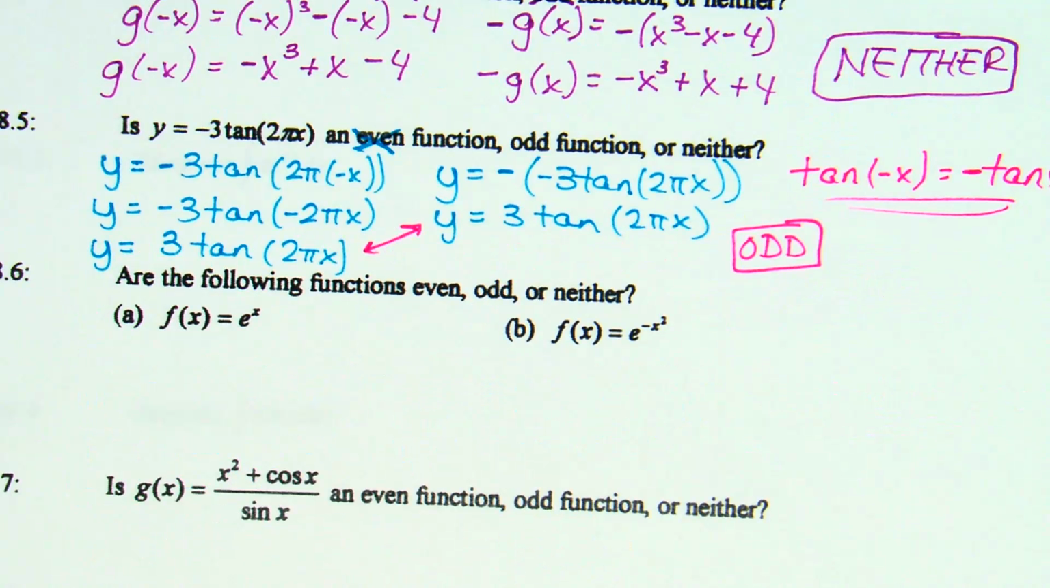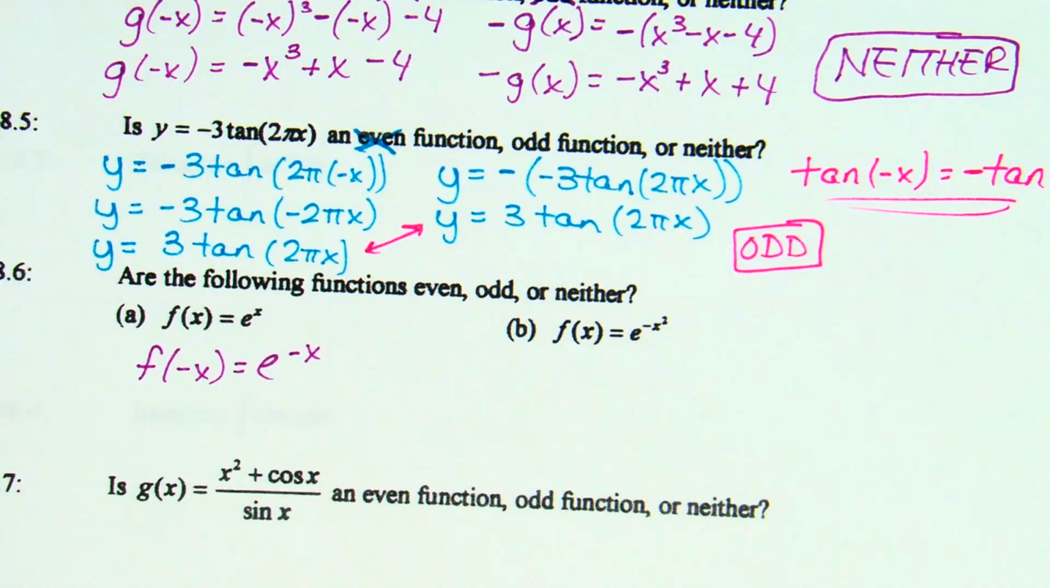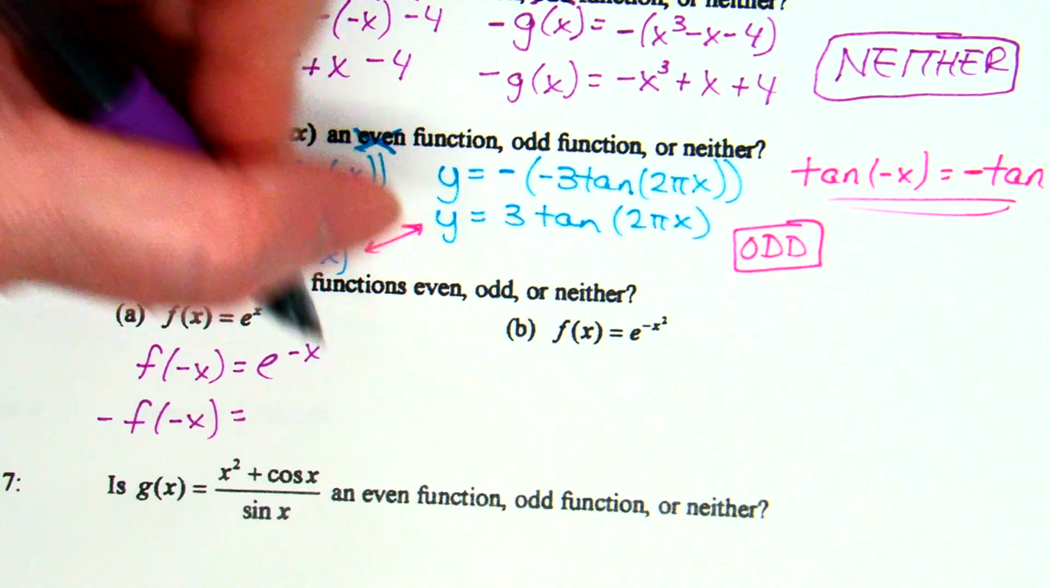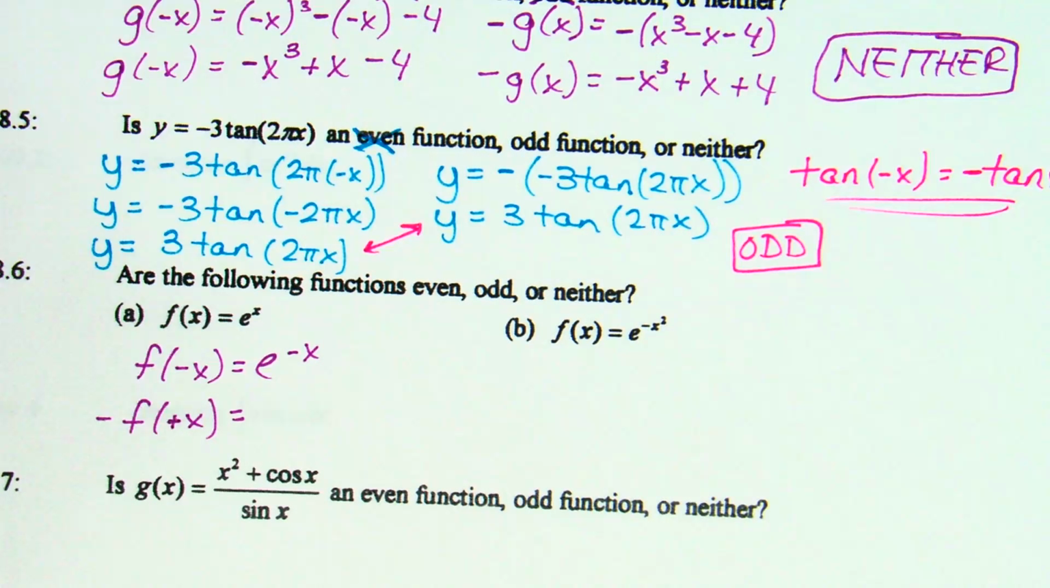Okay, 6A, even, odd, or neither. What do you got? F of negative x is e to the negative x. Do I need to continue? Yes, because it's not even. So negative f of negative x. No. Negative f of x. Sorry. Is what? Negative e to the x. What do we know on this one? Neither.